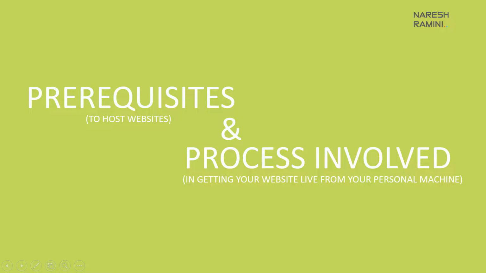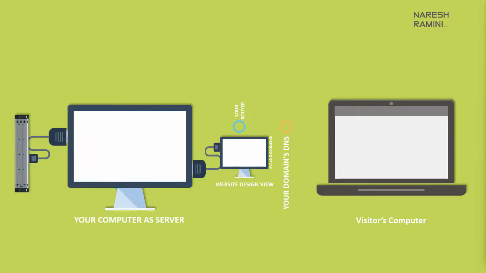First, let's look at the prerequisites and process involved in getting your website live from your personal computer or machine. Following are the requirements or prerequisites to be able to host a website from home. Server. You need a server installed and running on your machine to be able to serve the web pages. Next in this session, we'll install a server on a machine in a while. Internet and a router to configure port forwarding. You need an internet connection and a router to configure port forwarding rules to forward the request received from the internet to your local machine that's running the server.